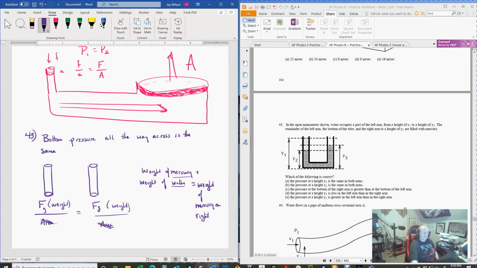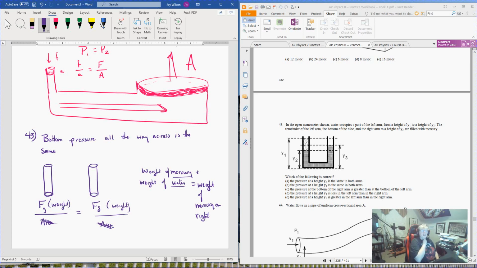So now we've got to figure out what's going on. The pressure at Y3 is less in the left arm than in the right arm. Well, let's see. The pressure at Y3 is less in the left arm than it is in the right arm. And the pressure at height Y1 is greater in the left arm than in the right arm. Okay, so what's going on at Y1? At Y1, they are both under atmospheric pressure. So which one of these answers is the correct one?